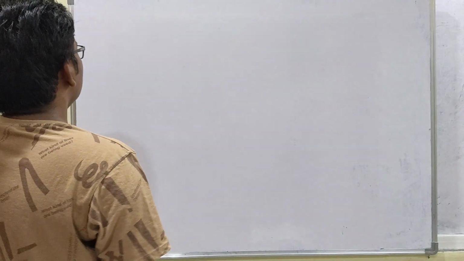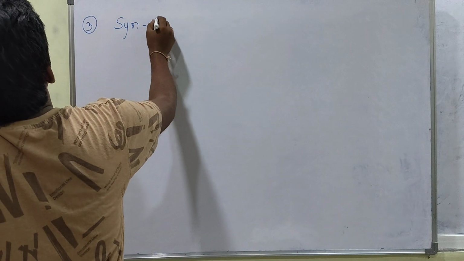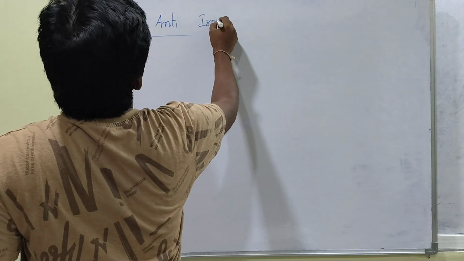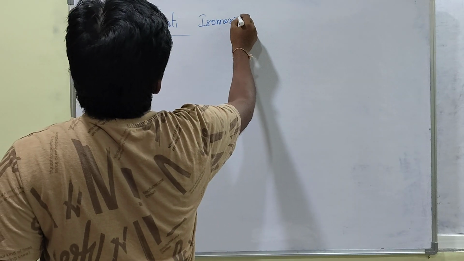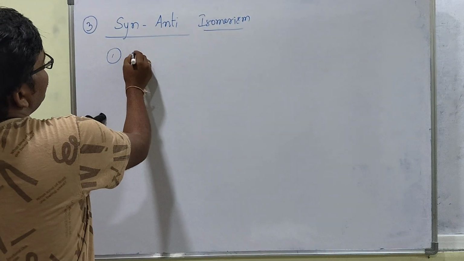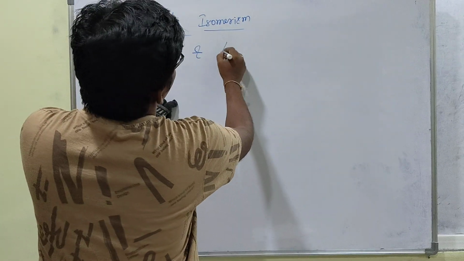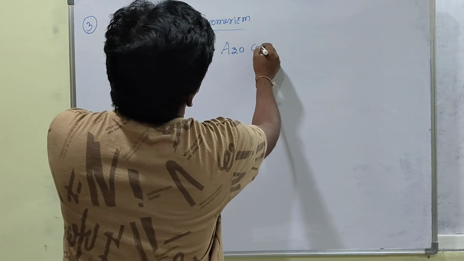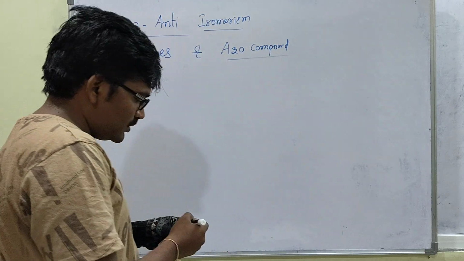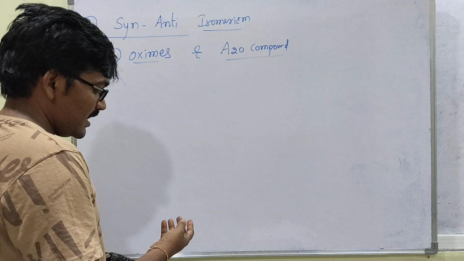Next, sir, one more, the third type in geometrical isomerism, syn-anti isomerism. When can it exhibit syn and anti isomerism? Sir, in the oximes. Oximes and azo compounds, we can observe that azo compounds and oximes exhibit syn and anti.